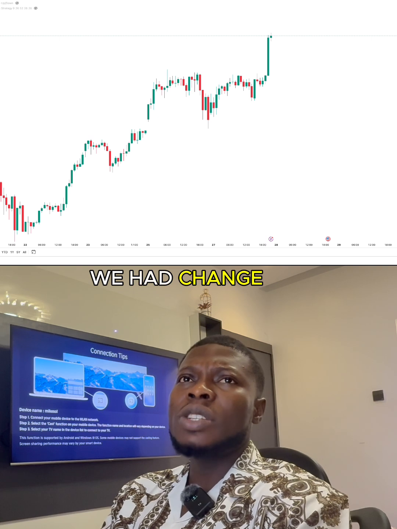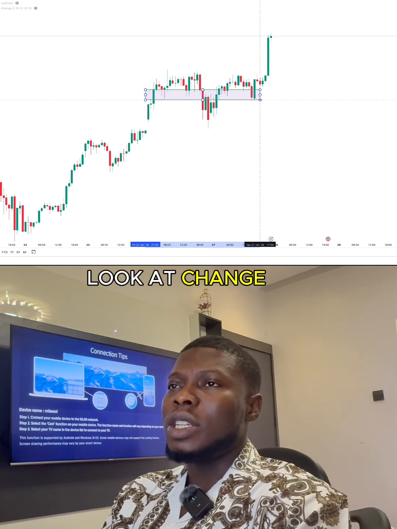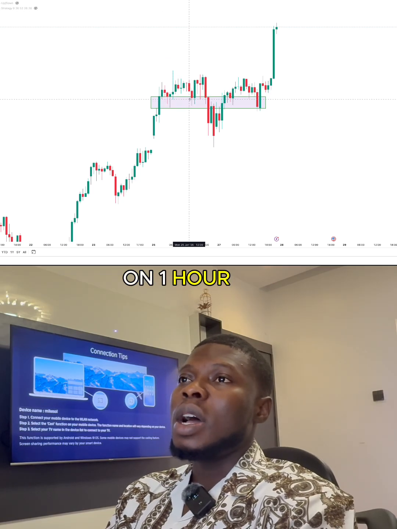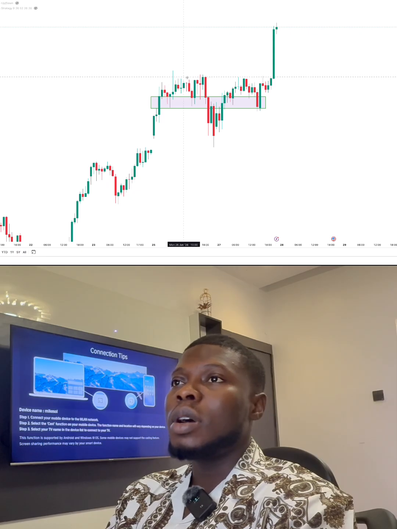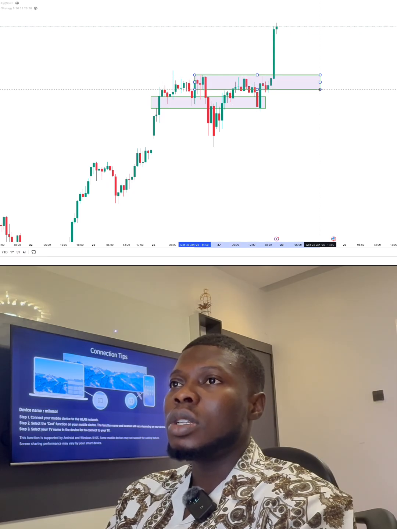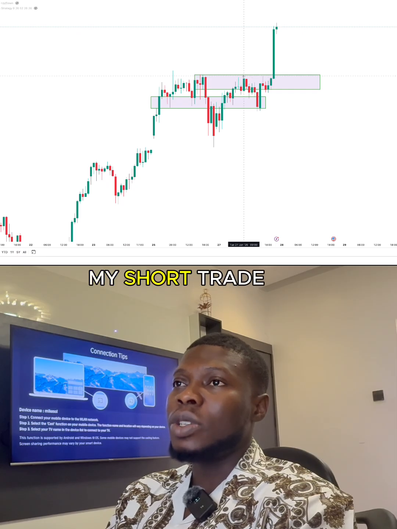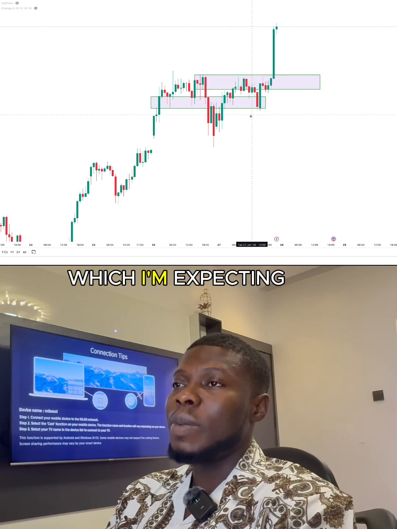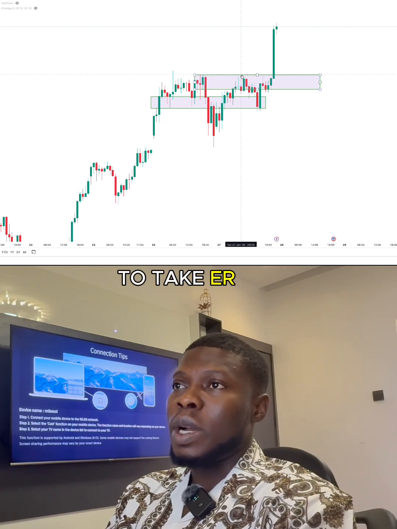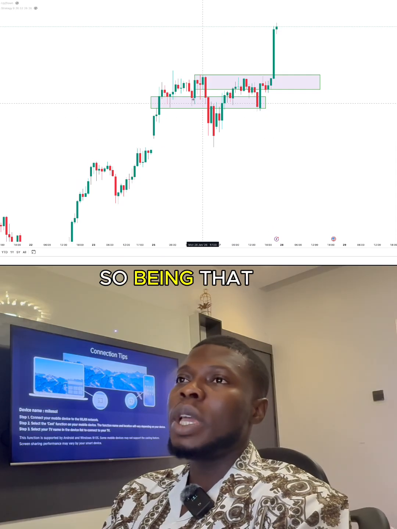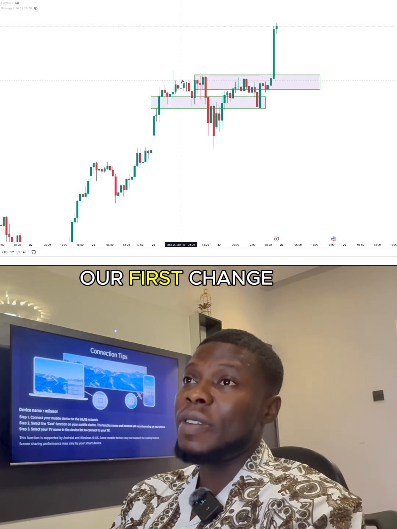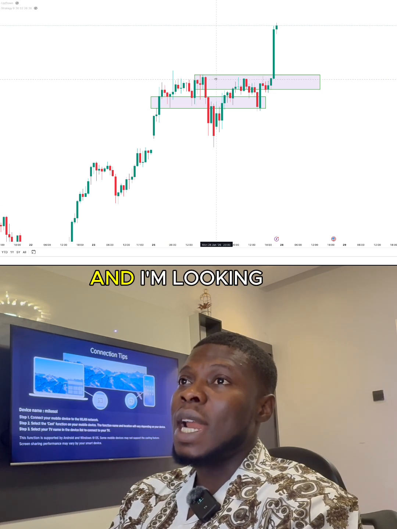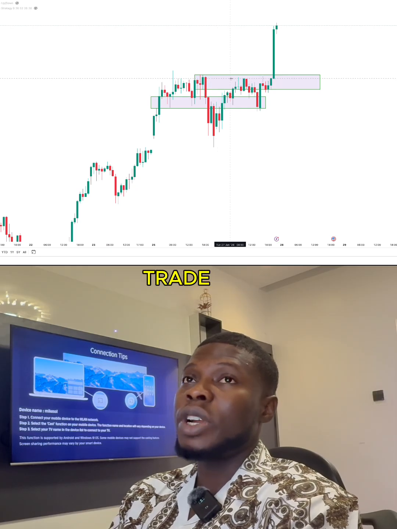On gold we had a change of character on 1 hour. Look at the change of character on 1 hour. With this change of character on 1 hour, I had my fair value gap at this zone, where I'm expecting to take my short trade back to this area, or my liquidity sweep at this zone, where I'm expecting to take my short to this target. Being that gold has been in an uptrend for a long time and we had our first change of character on 1 hour, after I finished my analysis I'm looking at this zone for my short trade.